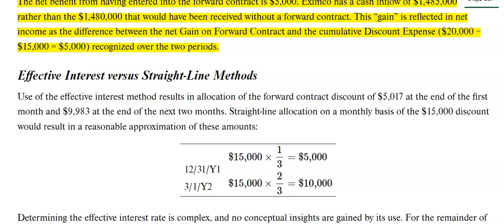Exenco has a cash inflow of $1,485,000 rather than the $1,480,000 that would have been received without a forward contract. This gain is reflected in net income as the difference between the net gain on forward contract and the cumulative discount expense, $20,000 minus $15,000 equals $5,000, recognized over the two periods.